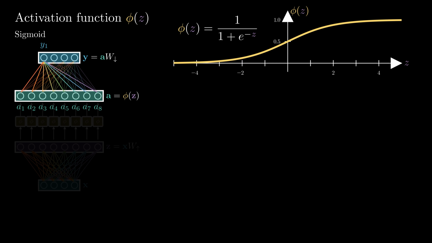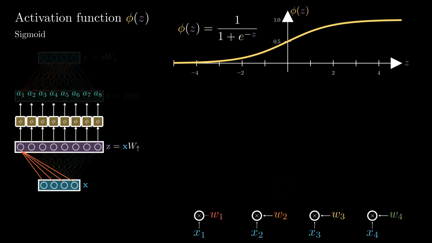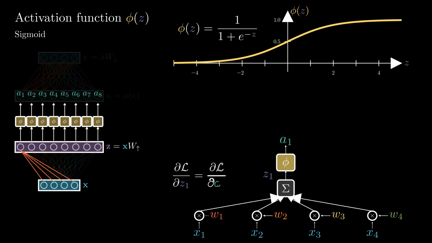Now for the second challenge. Let's turn to the first layer and look at z1, the first entry of the pre-activation vector. We multiply each input value x1 through x4 by its corresponding weight and sum them to obtain z1. Next, we apply the activation function to z1, producing the output a1. Using the chain rule, we can now determine how changes to z1 affect the loss. The key term here is the local derivative of the sigmoid function. The derivative depends heavily on the input value z.